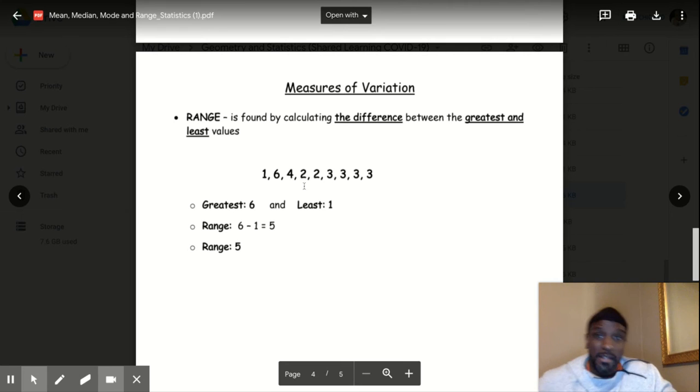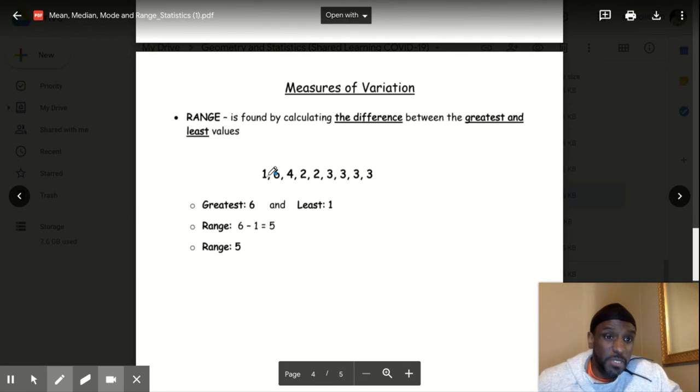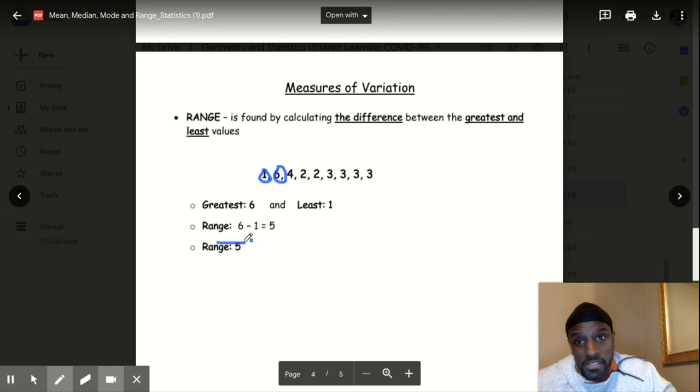Well, in this data, you can put them in order from least to greatest. It's up to you for range. I always put all my data in order from least to greatest. Now, my least number here looks like 1. My greatest number here looks like 6, and you subtract the least from the greatest. 6 minus 1 is 5, so my range is 5.